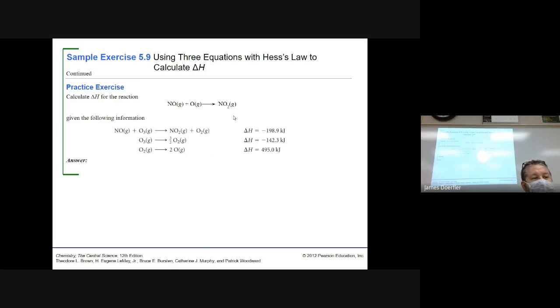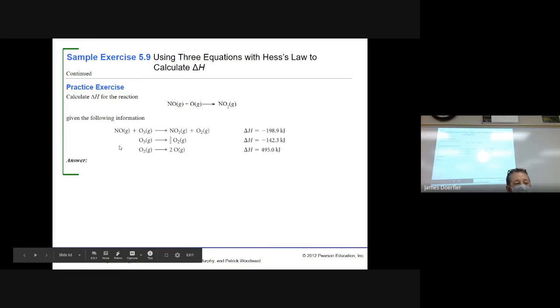So we have 3 equations. We have the first equation, NO gas plus O3 gas yields NO2 plus O2 gas. Second equation, O3 gas yields 3 halves O2 gas. And then third equation, O2 gas yields 2 O2 gas. Okay, let's start tackling the items in our target equation together, okay?